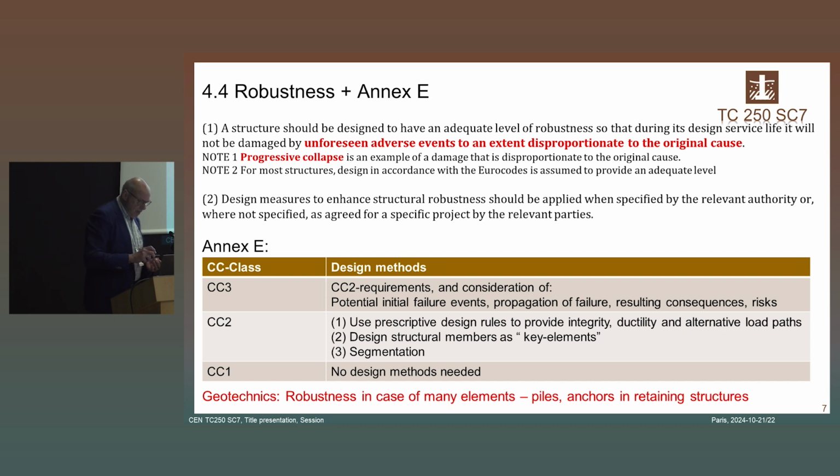In Annex E on robustness, there are some design methods. You can use prescriptive design rules to improve the integrity and the ductility of the structure. You can provide alternative load paths; normally in the Netherlands we talk about a second bearing structure, so that when the first one of a huge building fails, the second one holds the building up. The other thing is to design structural members as key elements, and also segmentation, putting the structure in parts which stand on their own, is a possibility. And for CC3, you have to do extra things.